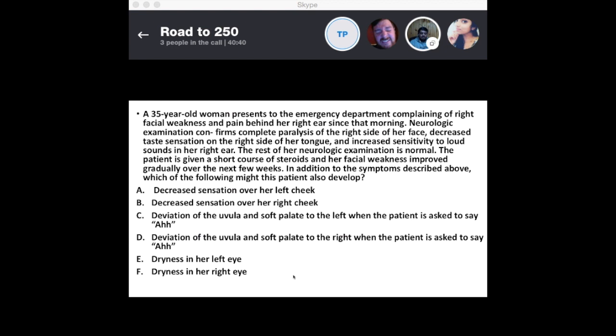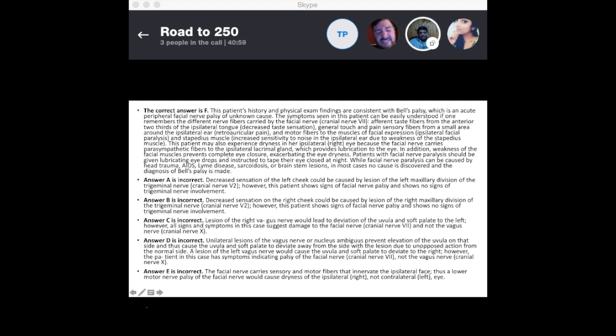F. Okay, there's an F. Anybody else? I agree. Okay. The answer is F. And the answers are kind of long, but it's basically Bell's palsy, an acute peripheral facial nerve palsy of unknown cause. So, do I need to explain this one, or are you guys okay?